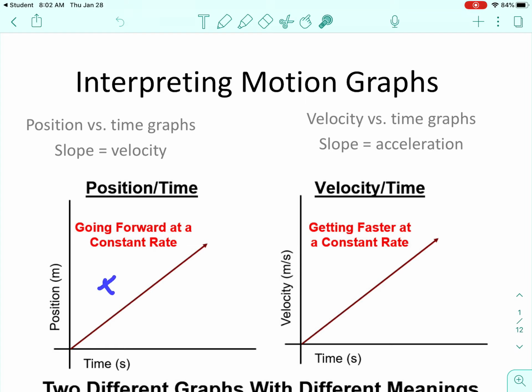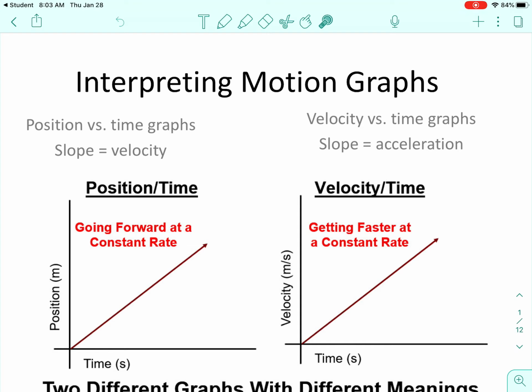If your slope is positive, you have a positive velocity. If your slope is negative, you have a negative velocity. Now for your velocity time graph, your rise over your run is the velocity divided by the time, and so that slope is going to be acceleration. You can find your acceleration by getting the slope of your line. So if there's no slope, like a flat line, then there's no acceleration. You're going at constant speed.